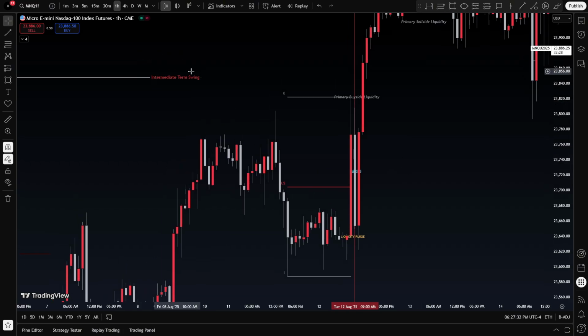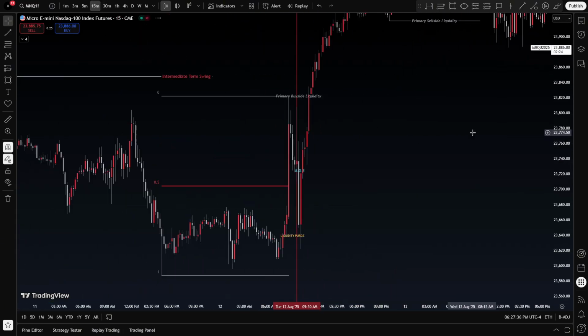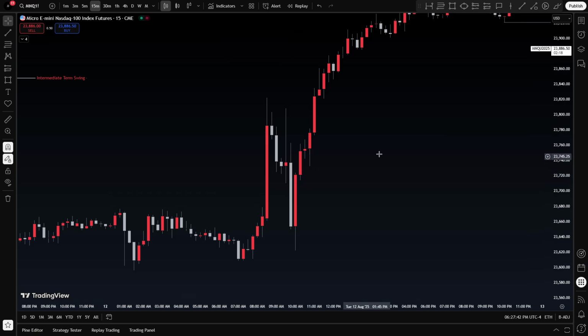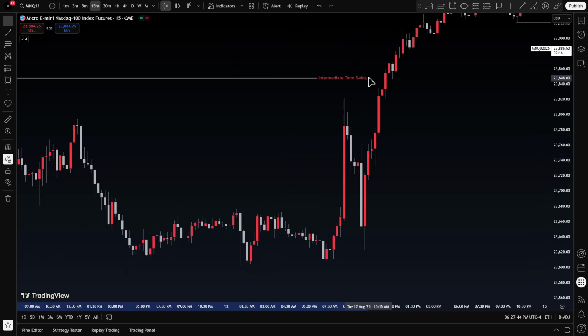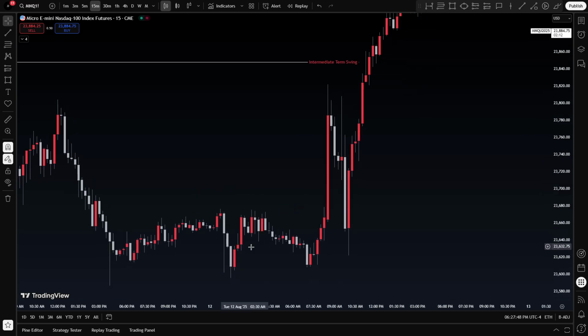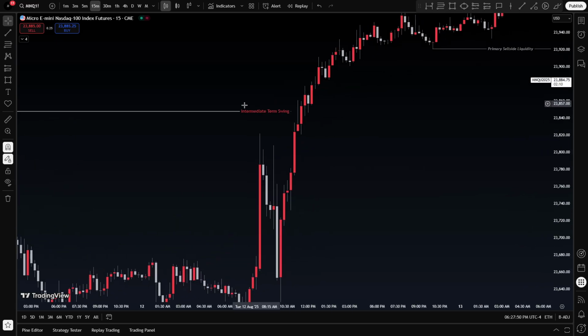It's not much. Anyway, if we drop back down to the 15-minute, right here. Here we go. We drop back down. And we delete all these levels. You can already see what happens. Price hits that intermediate term swing. That's our next logical level. It comes up. Boom. The intermediate term swing is ran. So that was your primary target right there.